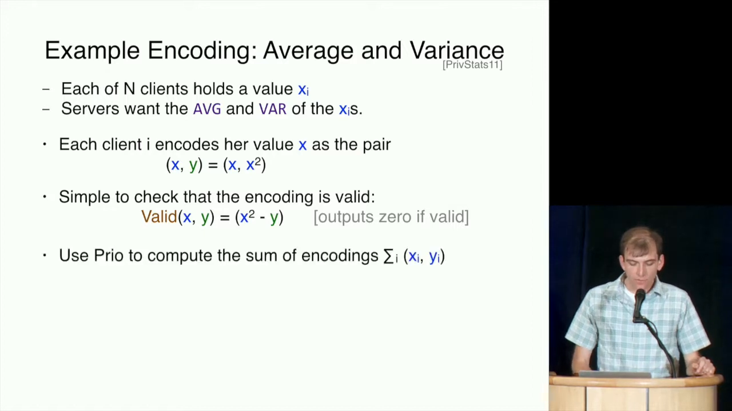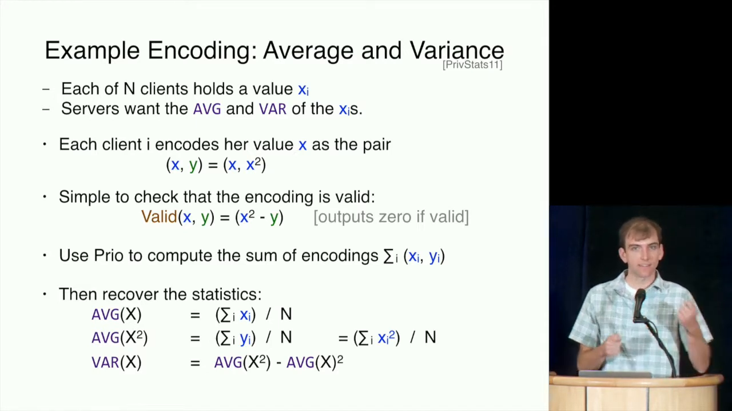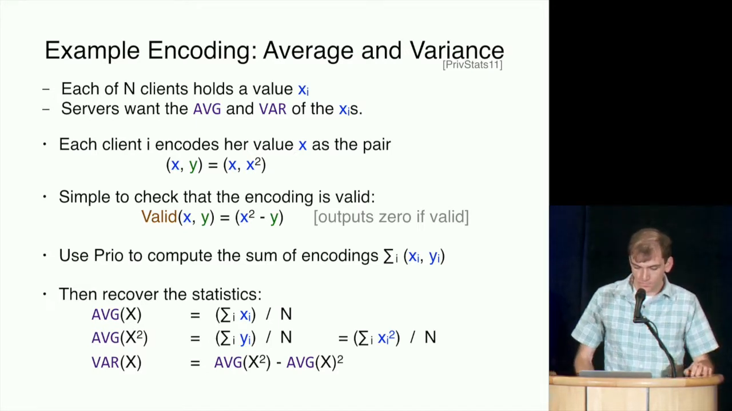And then you can use Prio to compute the sum of these encodings. So you sum up all the x_i's and you sum up all the y_i's. If you look at what you get at the end, the sum of all the x_i's, normed by the number of clients, just gives you the average. The sum of all the y_i's, again norming by n, gives you the average of the x's squared. And then you can compute the variance in the standard way. Given the sum of the x's and the x's squared, the variance just falls out. So this is just one example.